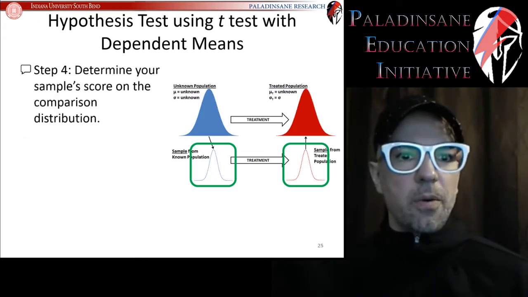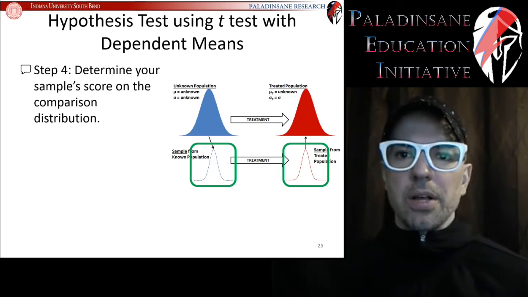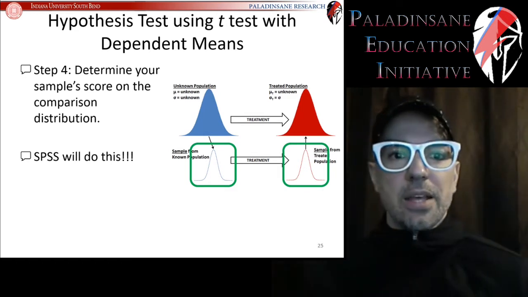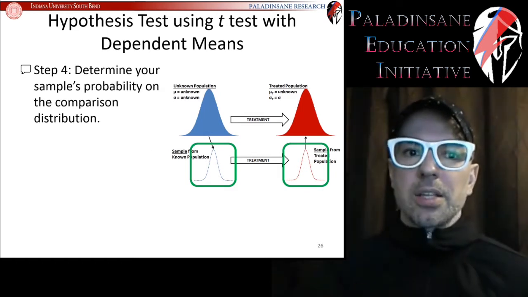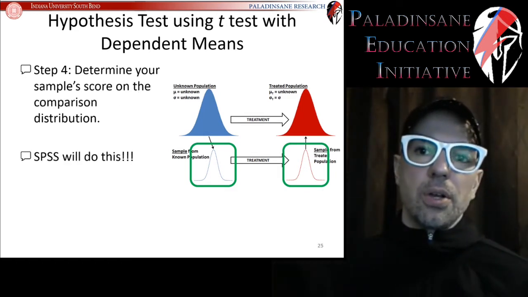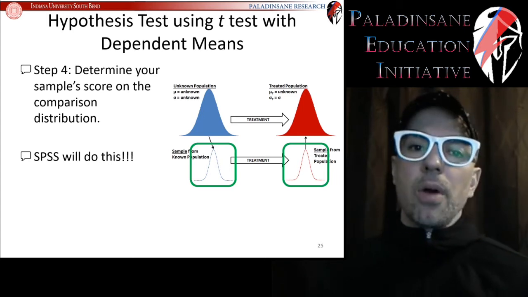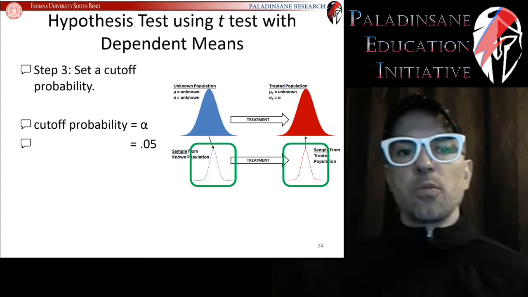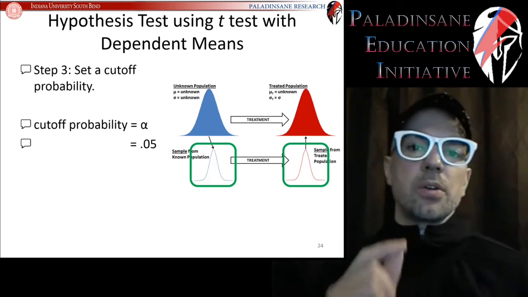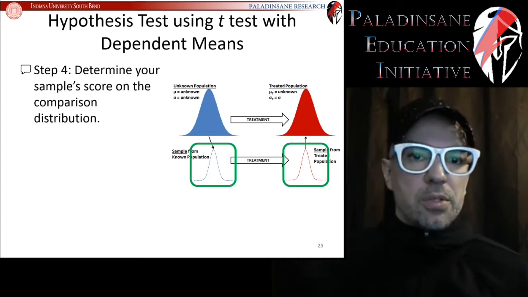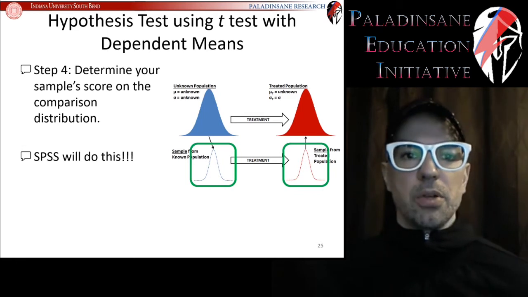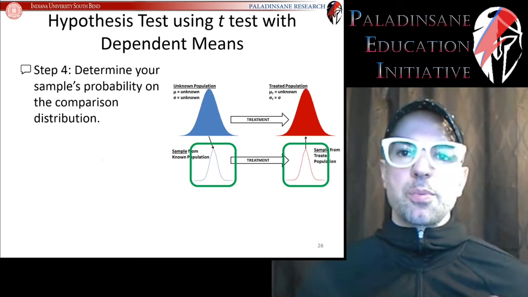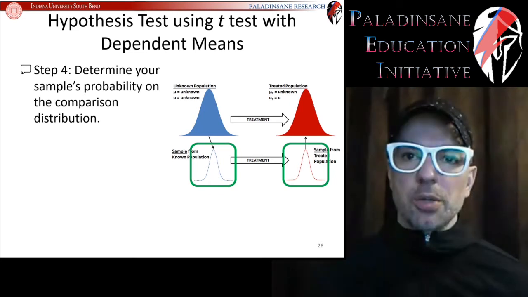All right, so step number 4, determine your sample score on the comparison distribution. SPSS will do this for you, which is very nice. They will do your sample score. However, notice that we are now dealing with cutoff probabilities rather than cutoff scores. So not only do we need to find our sample's score on the comparison distribution, but we need to translate that score into our sample's probability on the comparison distribution.